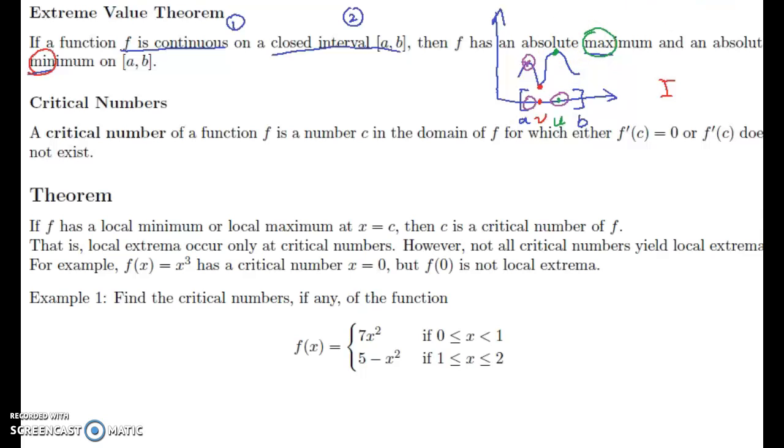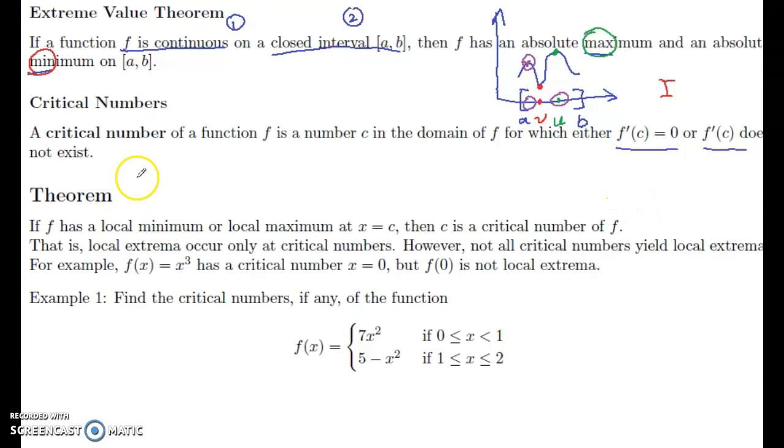So in order to find absolute extrema, sometimes you might see the definition of critical numbers. A critical number of a function f is a number c in the domain of f for which either f prime of c equals 0 or f prime of c does not exist. So this is the definition of a critical number. How do you find it? You find out what f prime is, set it equal to 0 and solve for c, or you find out where f prime of c is undefined. That's how you find a critical number.